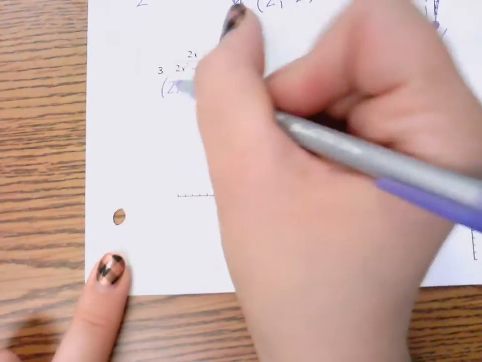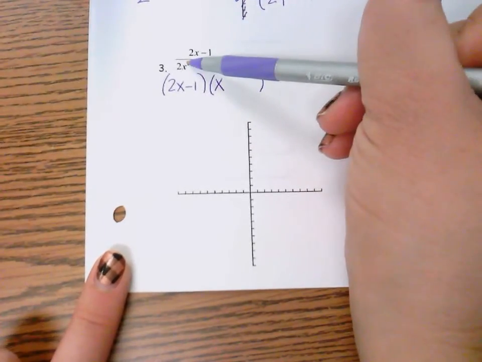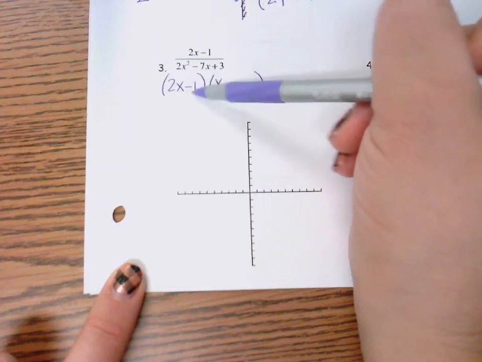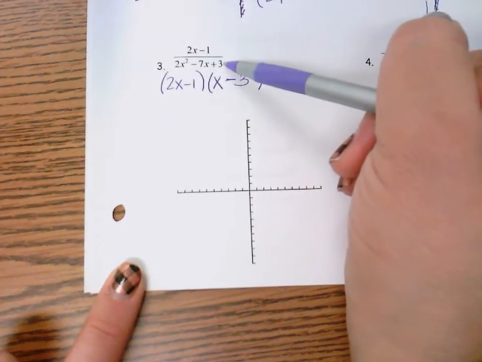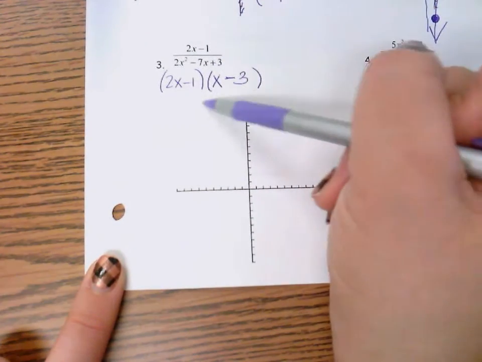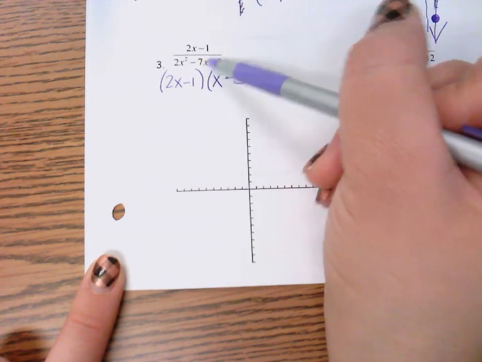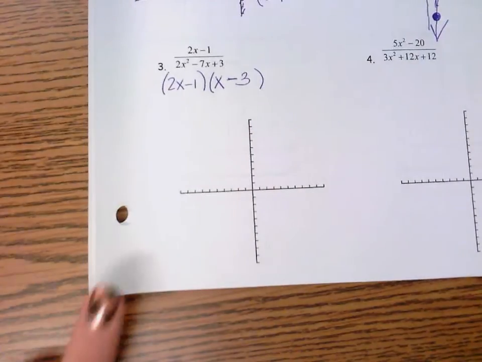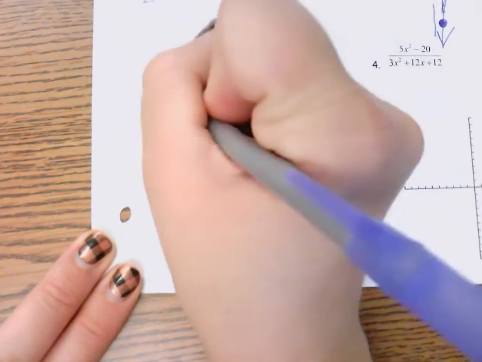So if this was 2x, this would have to be x, right? Because 2x times x is 2x squared. And then negative 1 times negative 3 would give me positive 3. So does my outer plus my inner work? Let's see, I would get negative 6x, negative 1x. Yep, that's negative 7x. So use the idea of holes sometimes to help you factor, because it might just work. So the 2x minus 1's cancel.